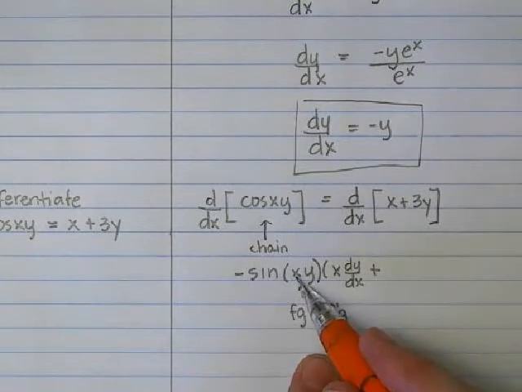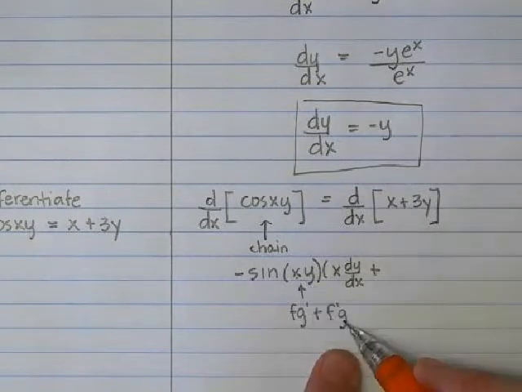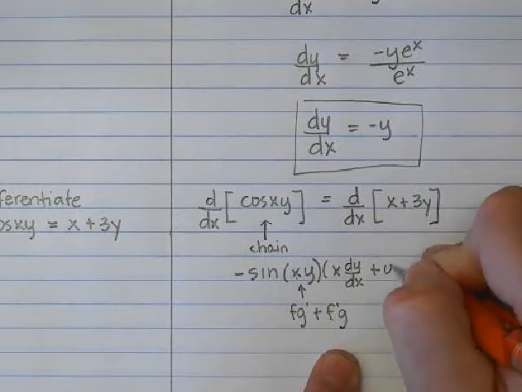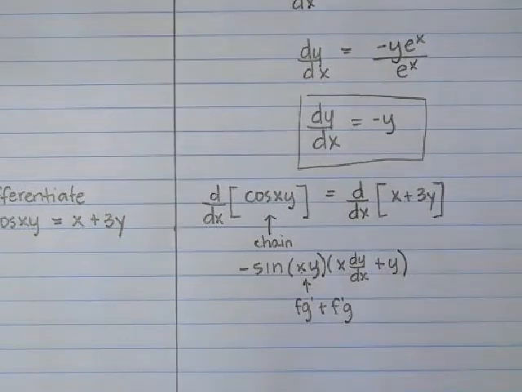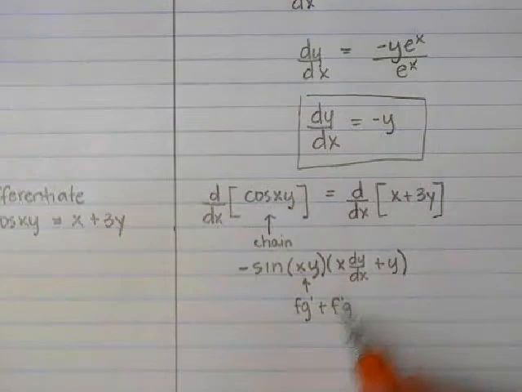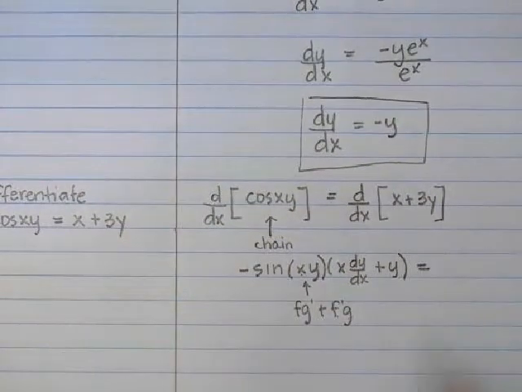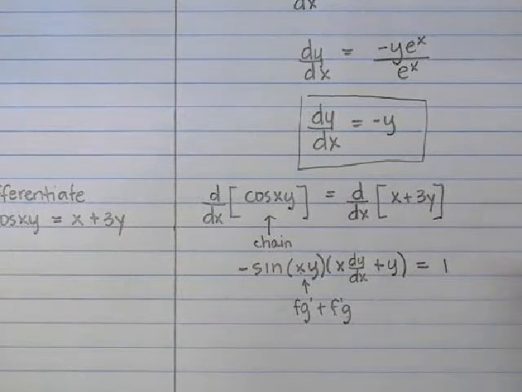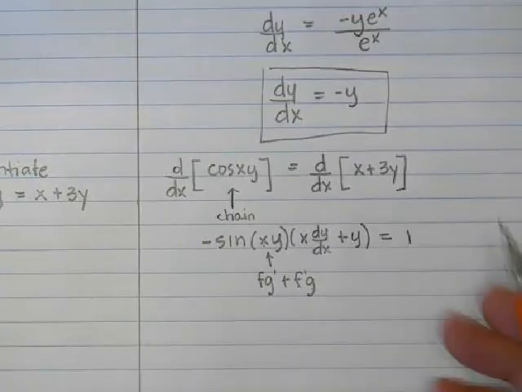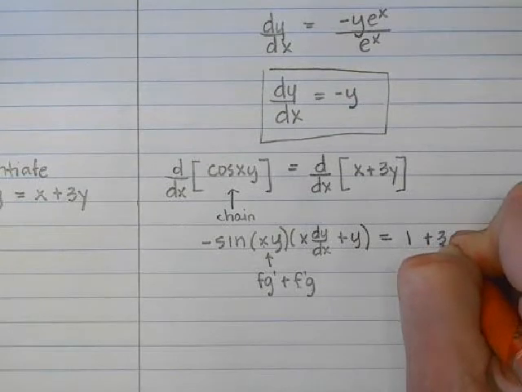Okay, the derivative of x is just 1, and then I just write y. Okay, so that's the derivative of the left side. Okay, over here, the derivative of x is 1. The derivative of 3y is 3 dy/dx.